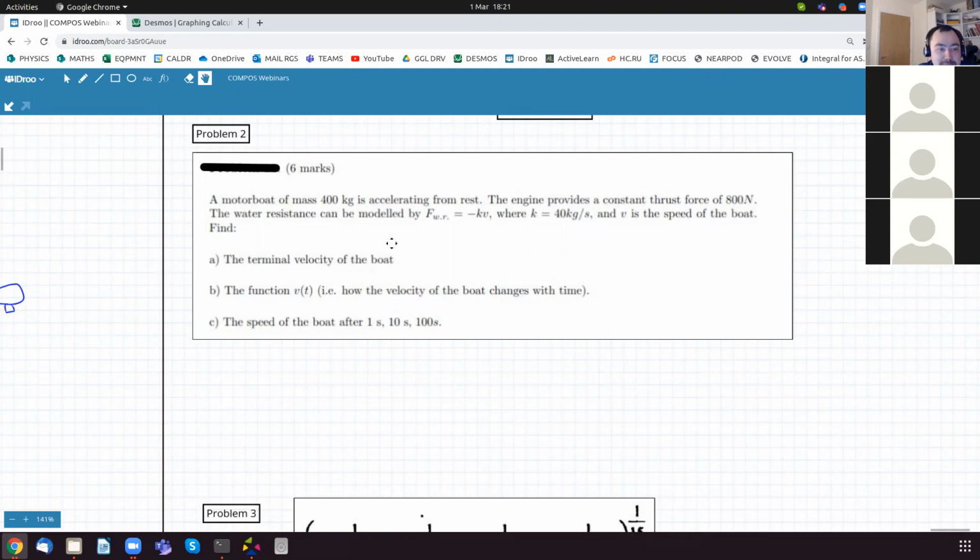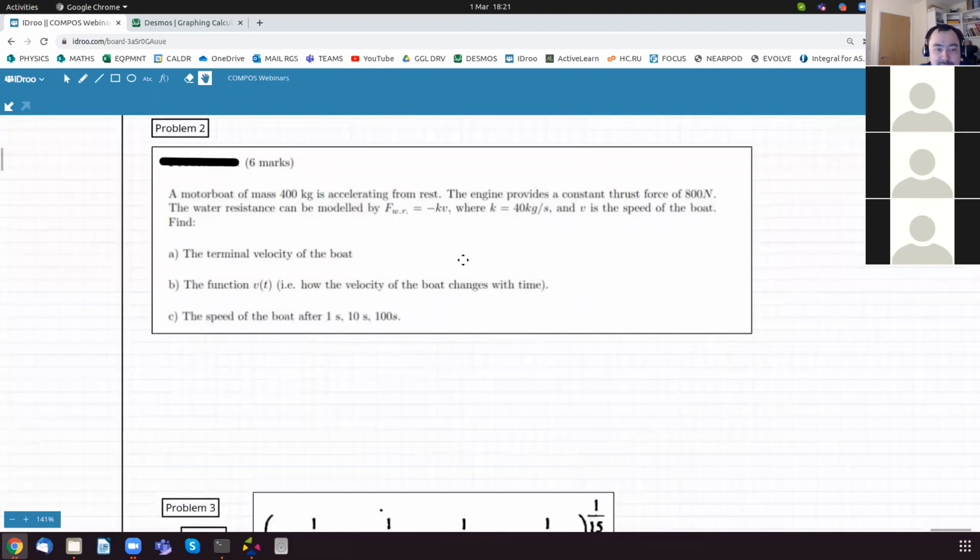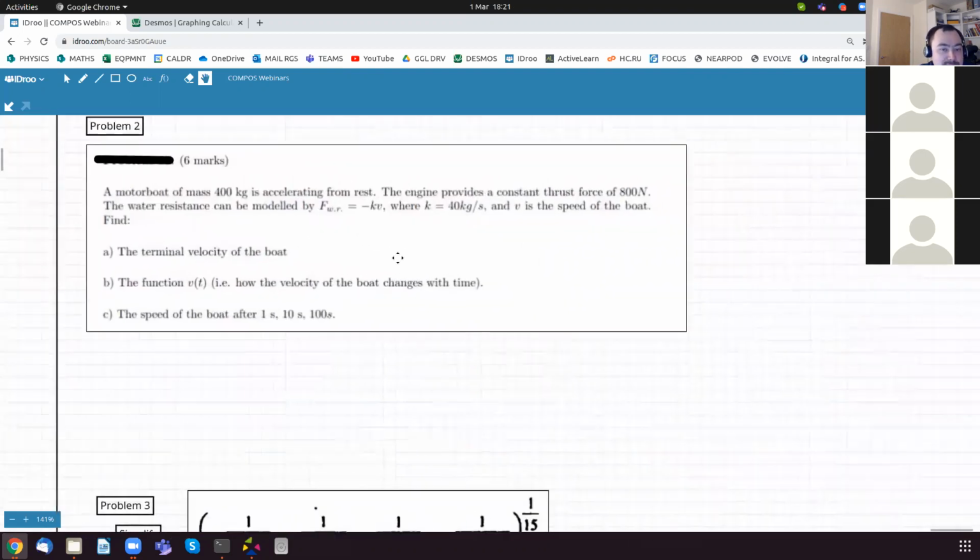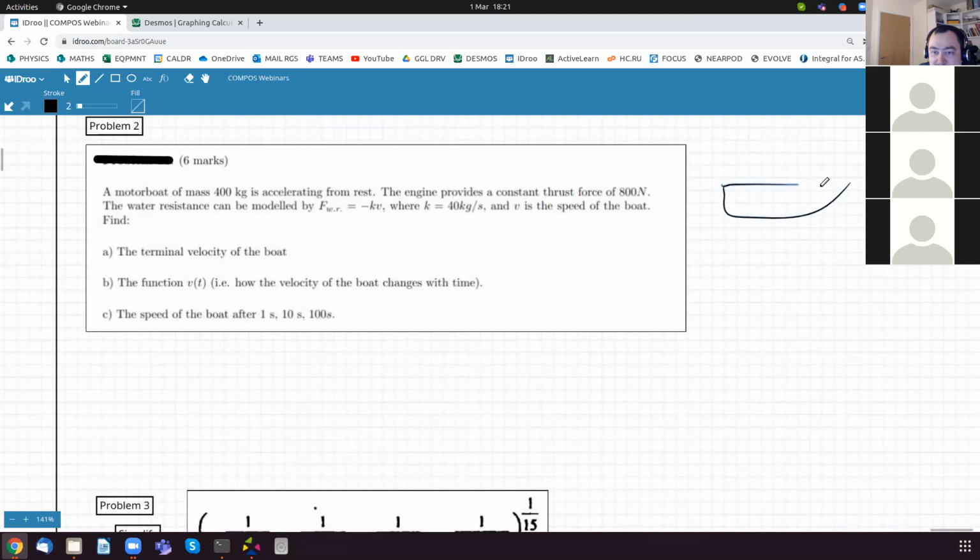A motorboat of mass 400 kilos is accelerating from rest. The engine provides a constant thrust of 800 newtons. The water resistance could be modeled by this equation. It's sort of a more physicsy problem. Well, it is mechanics. If you're doing further mechanics, you would see problems like that in year 13. So we have a boat, and there's a constant force of 800 newtons.